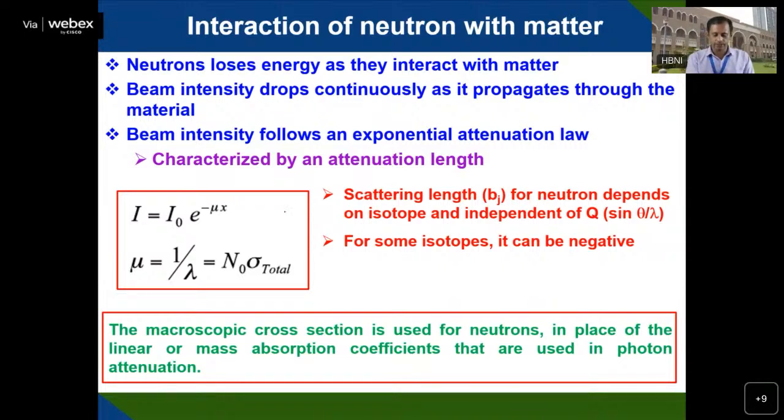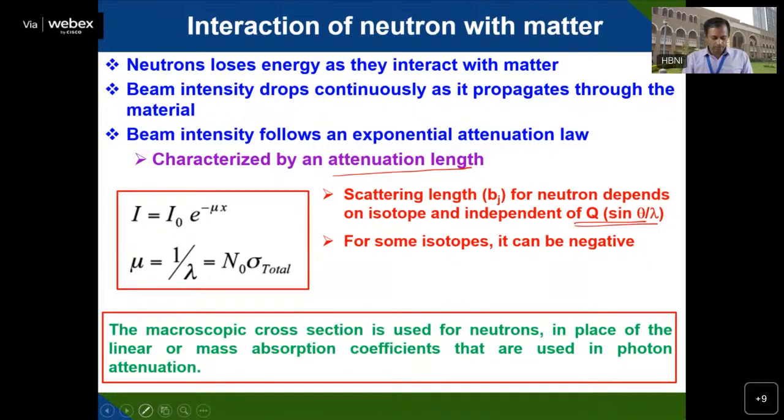So the beam intensity is expressed in terms of attenuation length, like light absorption: I equals I0 e to the minus mu x, and mu you can express in terms of the scattering length b_j. That depends upon the isotope and the dependence on the Q vector, which I will discuss later.